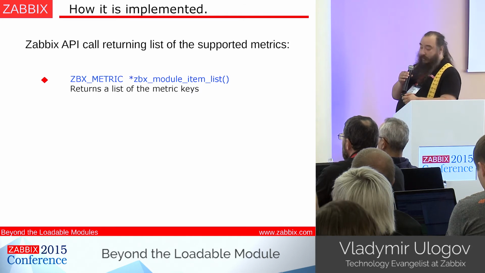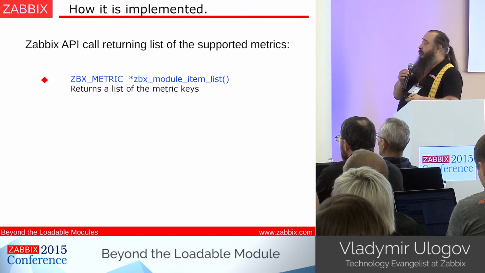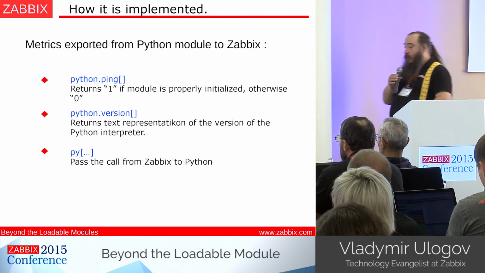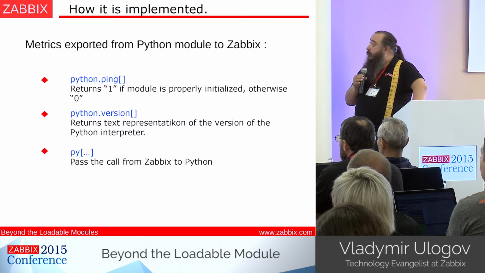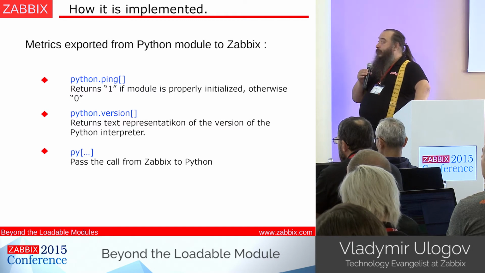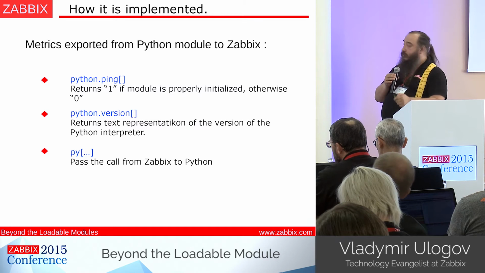And one Zabbix function to talk about is zbx_module_item_list. It returns the list of the implemented metric keys within your module. The Python module I implemented returns three metrics: python.ping, python.version, and the metric called py, and it passes the call from Zabbix to Python.